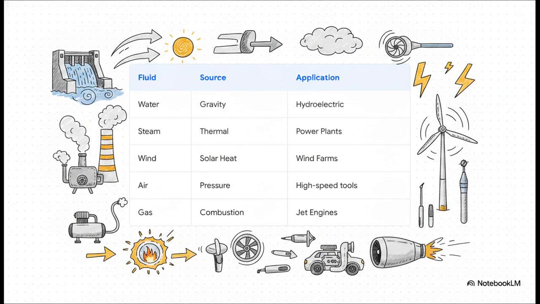In fact, that drill your dentist uses is very often an air turbine spinning at unbelievable speeds. Finally, gas, driven by a combustion chamber, is what powers jet engines and automotive turbochargers. So from a dentist chair to a commercial airliner, turbines are everywhere.